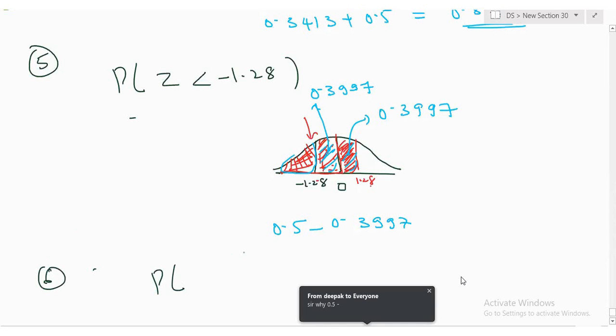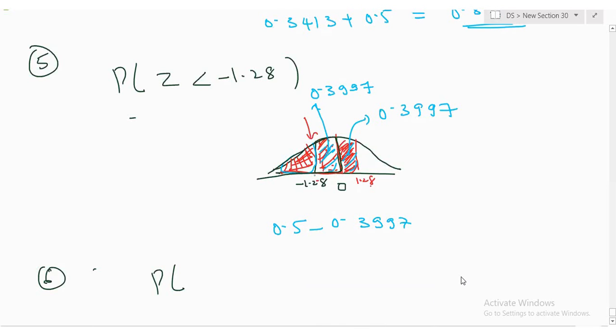Sixth problem. Probability of survive 0.5, because this total area is how much? 0.5, right? I want this part, and I know only this part. But I know from theory this entire thing is 0.5. If I take out this piece, I am going to be left with this piece. Okay, Deepak?